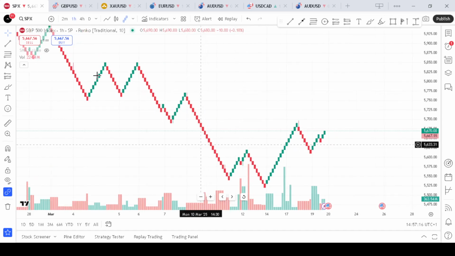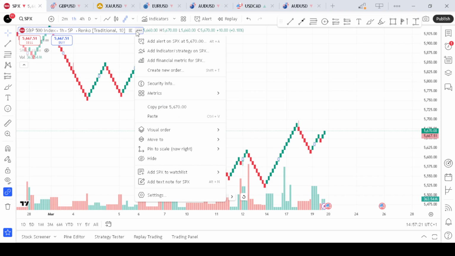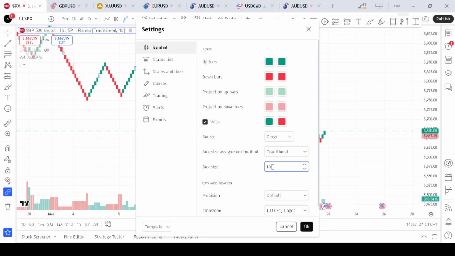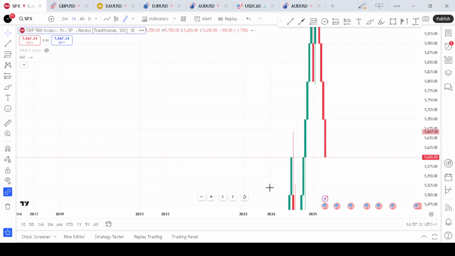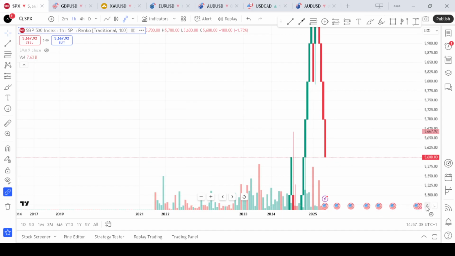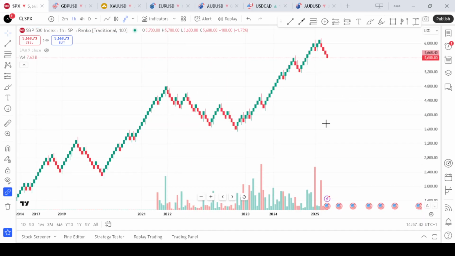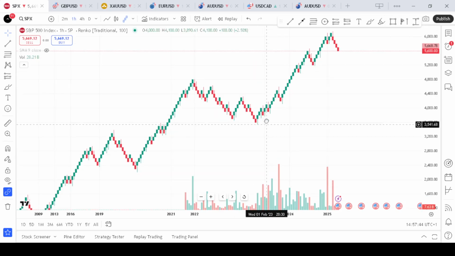We start by selecting a 100 pips brick size for this particular pair we are trading. This size filters out minor fluctuations while capturing meaningful trends. So this is basically why we chose the 100 pips brick size.